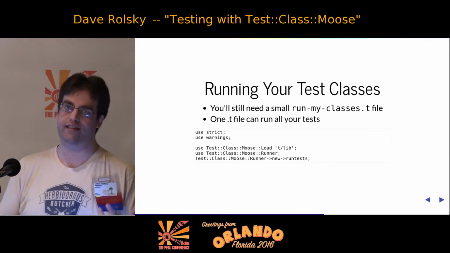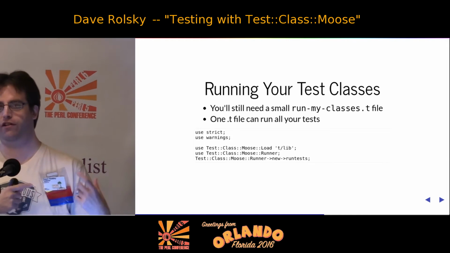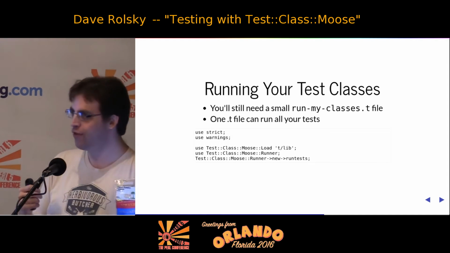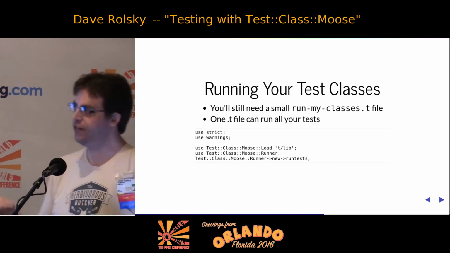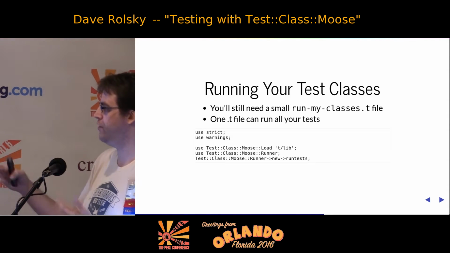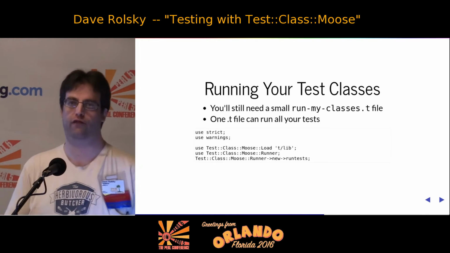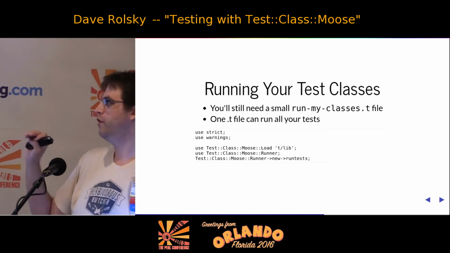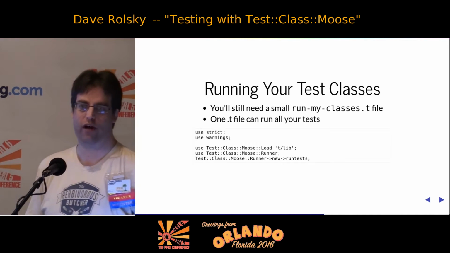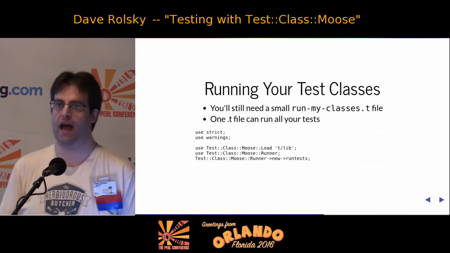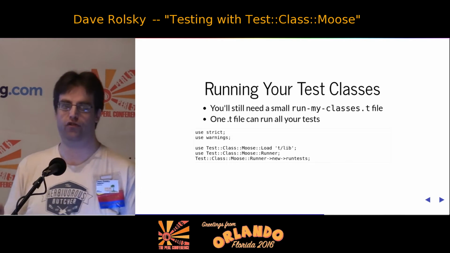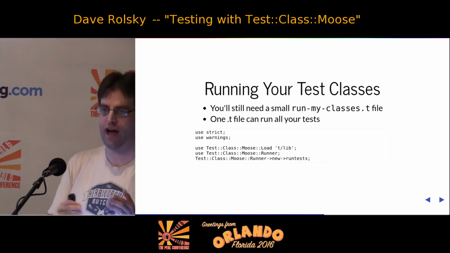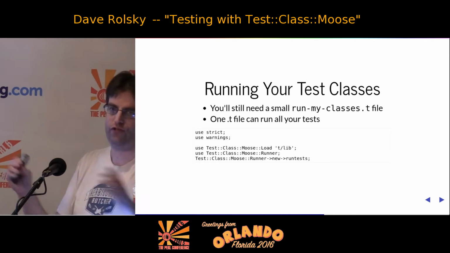So how do you run these test classes? Well, you still need at least one .t file that the test harness, like prove or yath, would execute. This is the simplest one you can write. You use Test::Class::Moose load. You point at a directory. It finds all the test classes in there and loads them into memory. You create a runner, and you call run tests on the runner. There's a whole bunch of options that you can pass to new there. There are other strategies you can use for loading the classes, but you could copy and paste this, and if you have a bunch of test classes in tlib, this will just work.